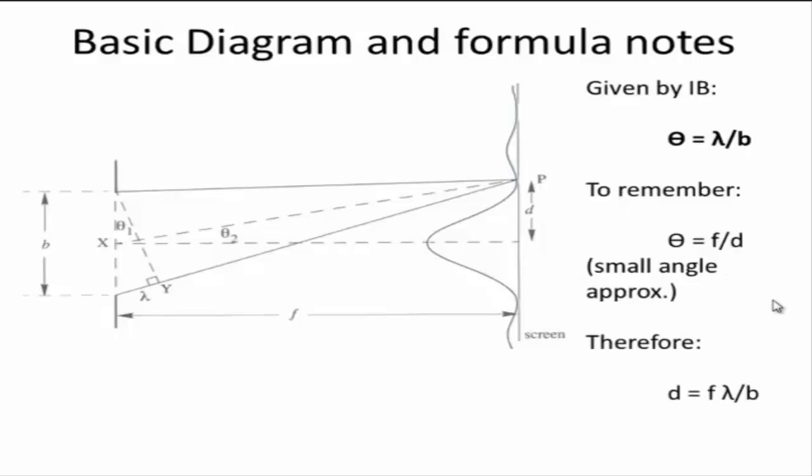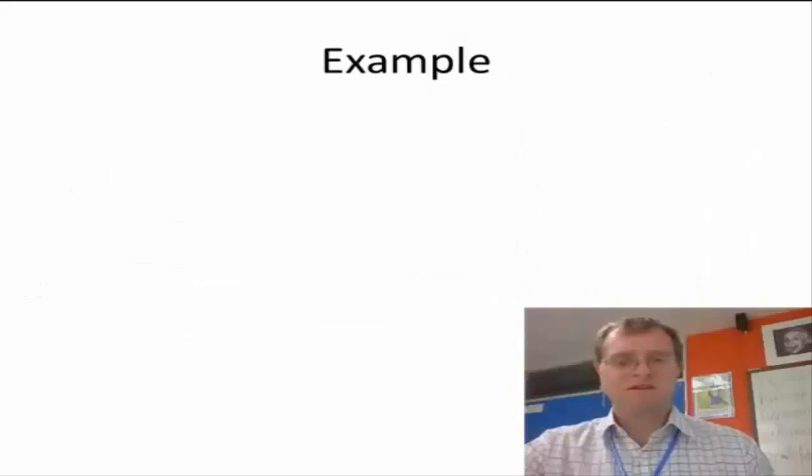Now that means that you can therefore work out that the distance between the central maximum and the first minimum should be equal to the distance to the screen multiplied by the wavelength of the light divided by the width of the slit. Now you're not given this by the IB. You're given the earlier value, so you always have to think about that, and you'd have to explain it potentially using a diagram. Okay. So let's put this into practice.